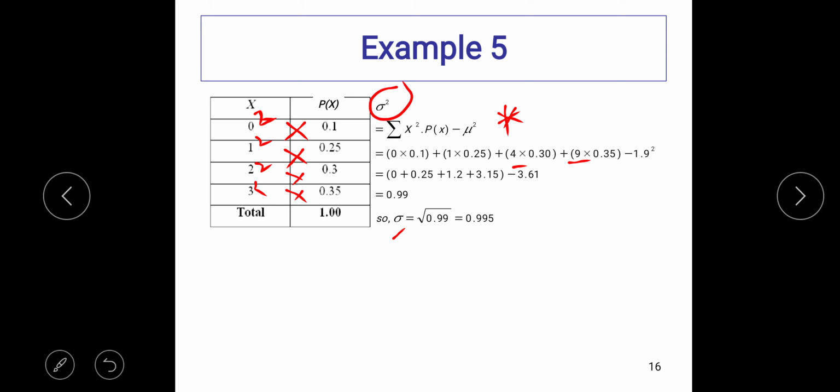And then later you need to minus the value of your mean. Okay, so in this case you need to take the actual value. So just now we got 1.9 exactly, and so you're using back that value. So altogether you get 0.99 for your variance. To find the standard deviation, you need to square root your variance. So finally you get your standard deviation.